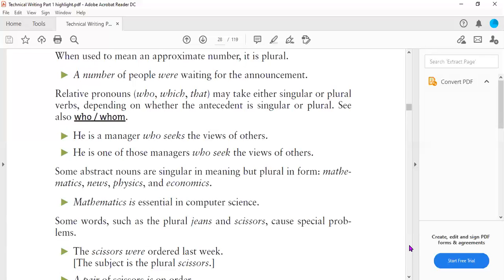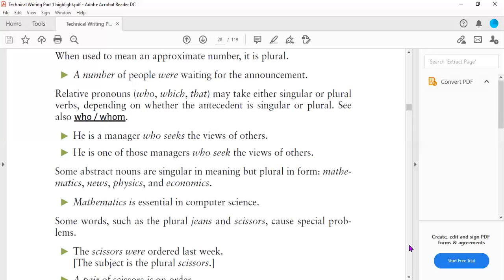He's the manager who seeks the views of others, and he's one of the managers who seek the views of others. Why do we use, in the first example, seeks? Because a manager is singular, but in the second one, managers is plural, and that's why we use seek.